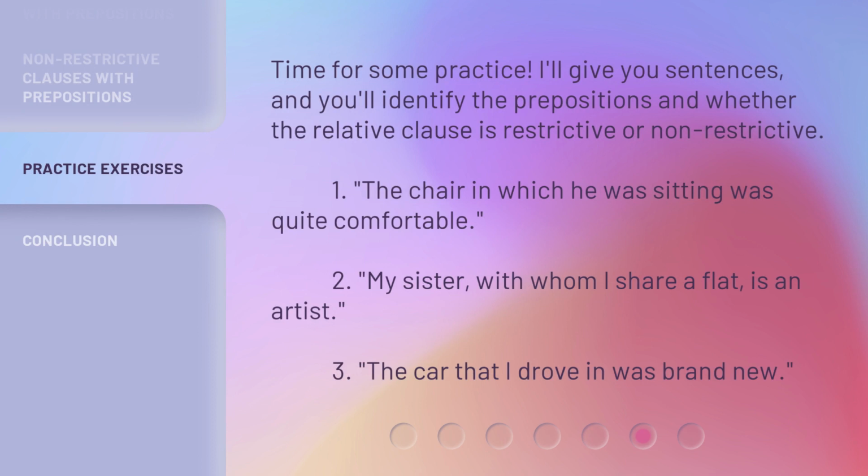Time for some practice. I'll give you sentences, and you'll identify the prepositions and whether the relative clause is restrictive or non-restrictive. 1. The chair in which he was sitting was quite comfortable. 2. My sister, with whom I share a flat, is an artist. 3. The car that I drove in was brand new.